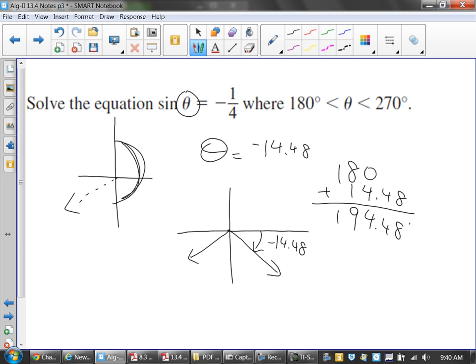You're bouncing into that third quadrant. You have to figure out how to have the same reference angle. Where's that negative 14? Where did you get that from? The inverse sine? Yeah, but what quadrant? Fourth quadrant.